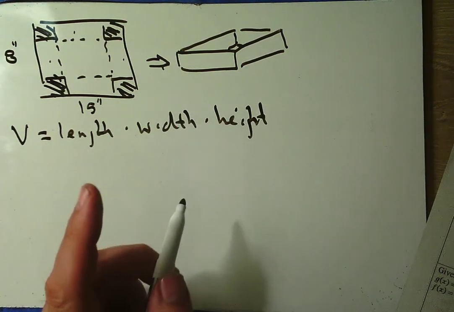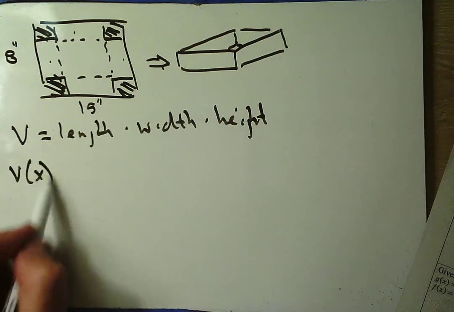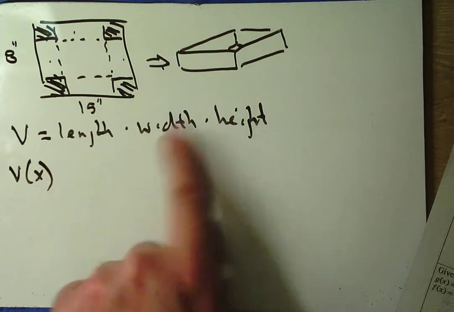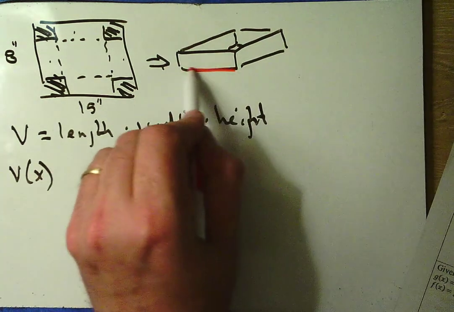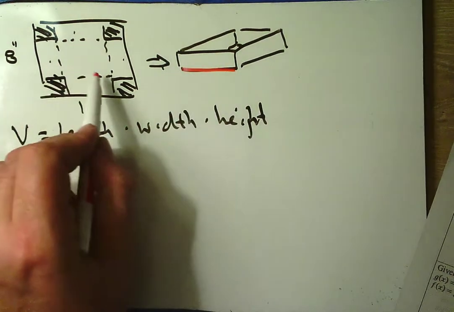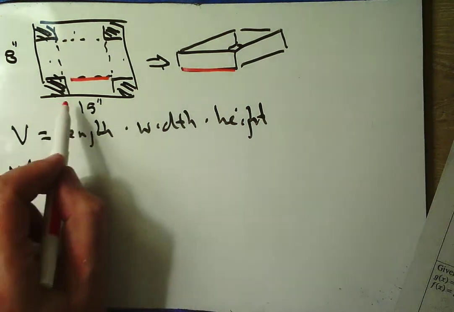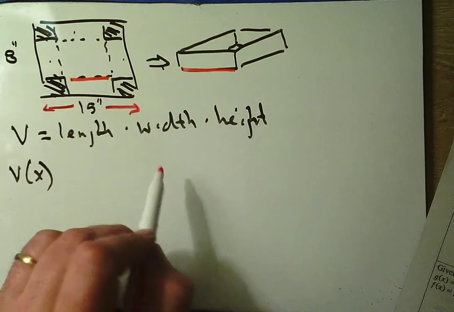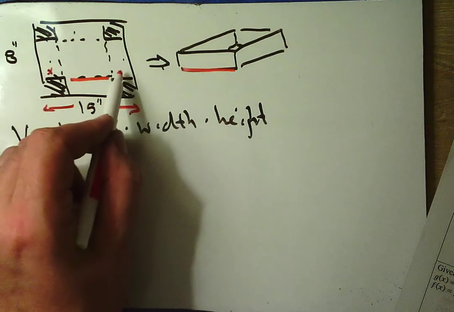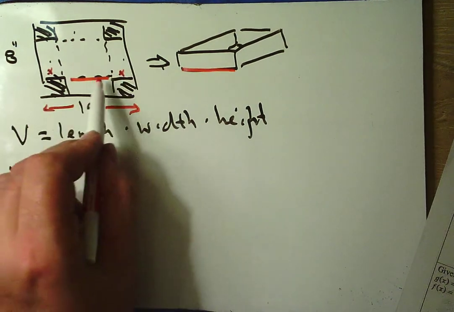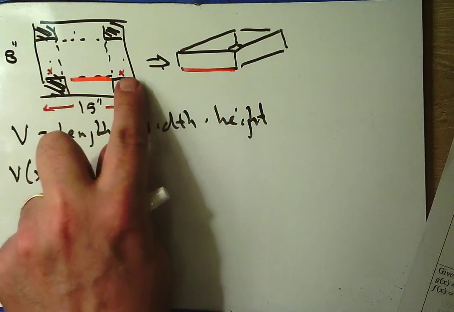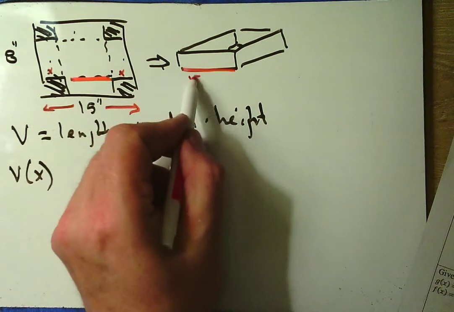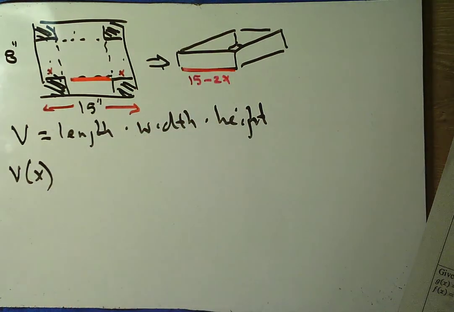Well, I'm asked to write volume as a function of x, not a function of the words length, width, and height. So I think what will help is if I can label these pieces here. Now I know that this whole side is 15, and I know that this is x and this is x. So this little piece in here is going to be this whole 15, take away an x, take away another x, or 15 minus 2x.